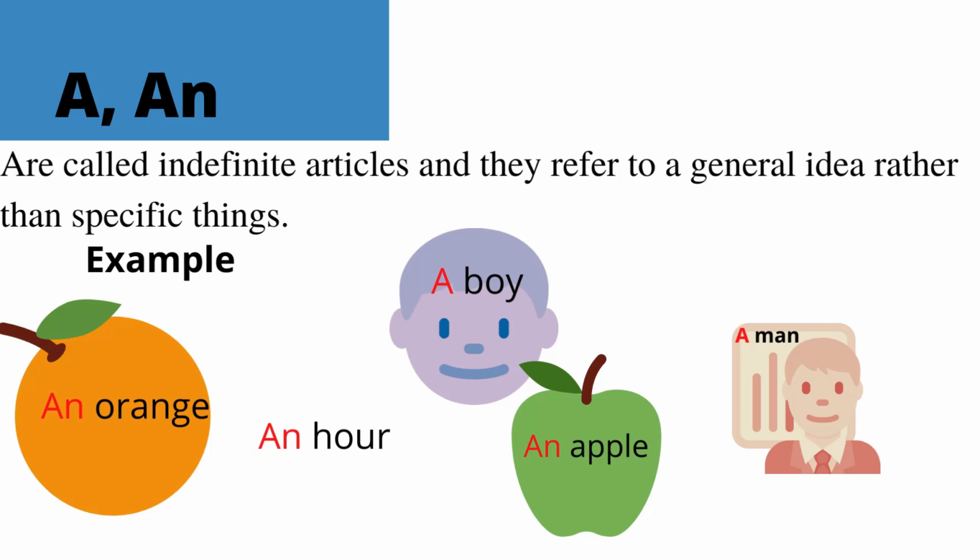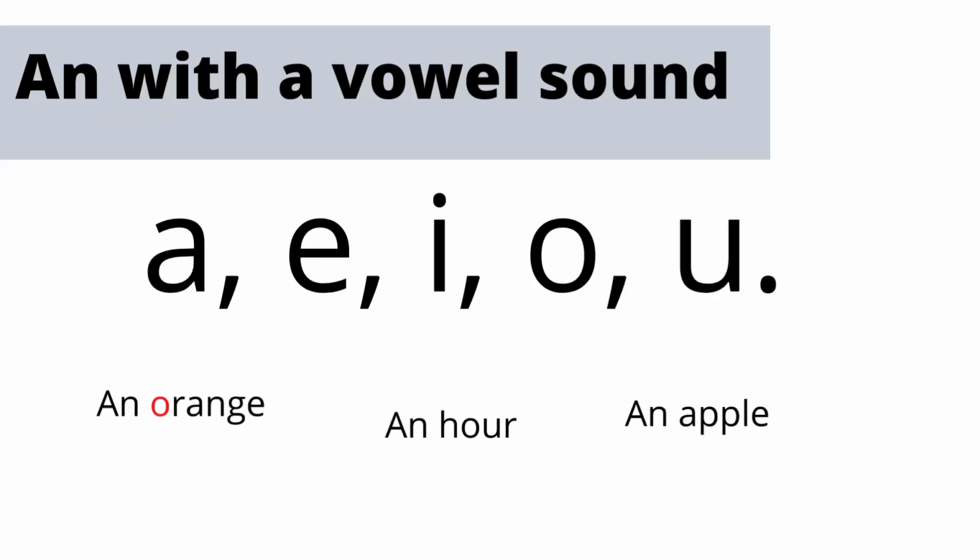And we use a with a word that begins with a consonant sound. For example, a boy, a man, start with a consonant sound. While we use an with a word that starts with a vowel sound. For example, an orange, an hour, an apple, etc.